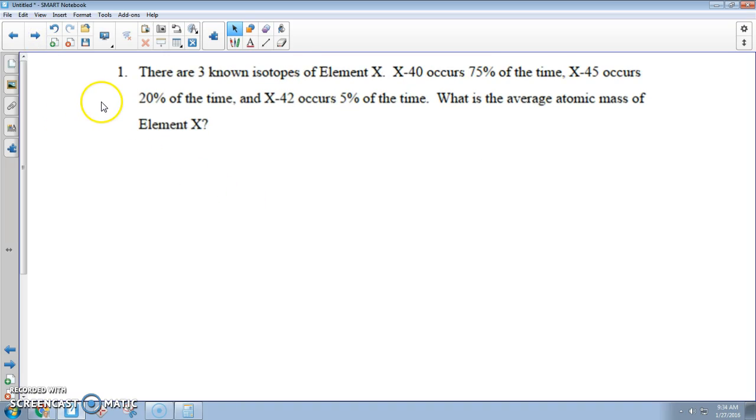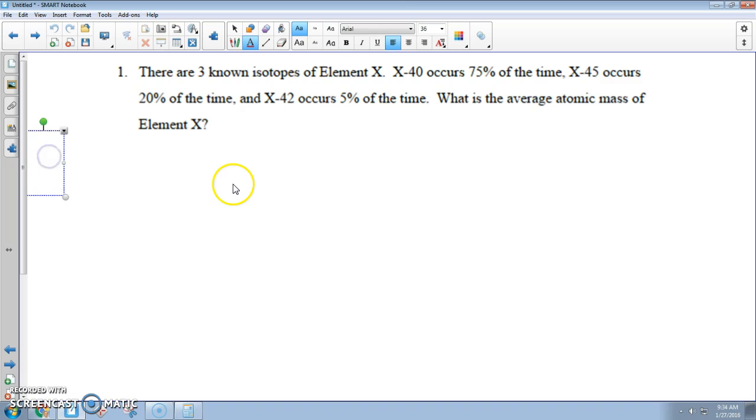So I'm going to do, from page 17 in your packet here, Jack's method. Not that that is a real method. Jack's not a real person. I'm going to say how much it weighs, 40 AMU, times how often it occurs.